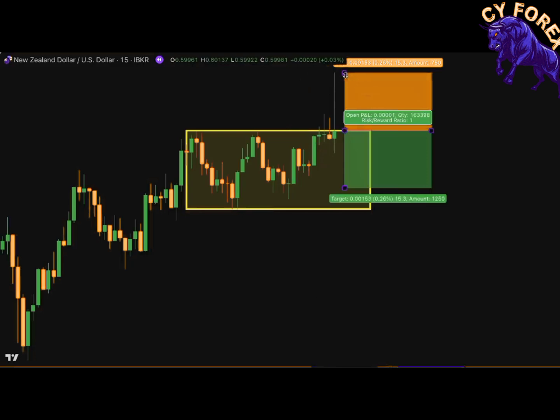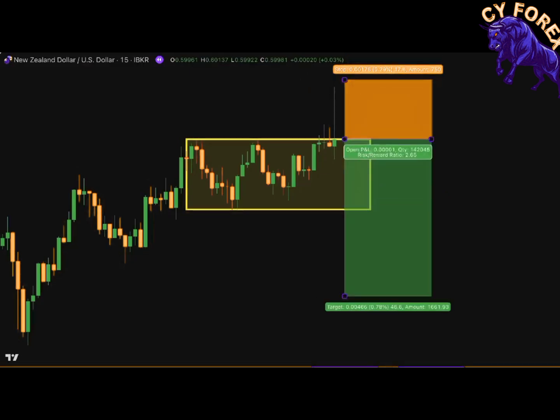Your entry is on the close of the candle that returns inside the range. Place your stop loss just above the high of the breakout candle. Your target? The next major support level. This setup lets you ride the markdown, the acceleration phase to the downside, after smart money has trapped retail traders.